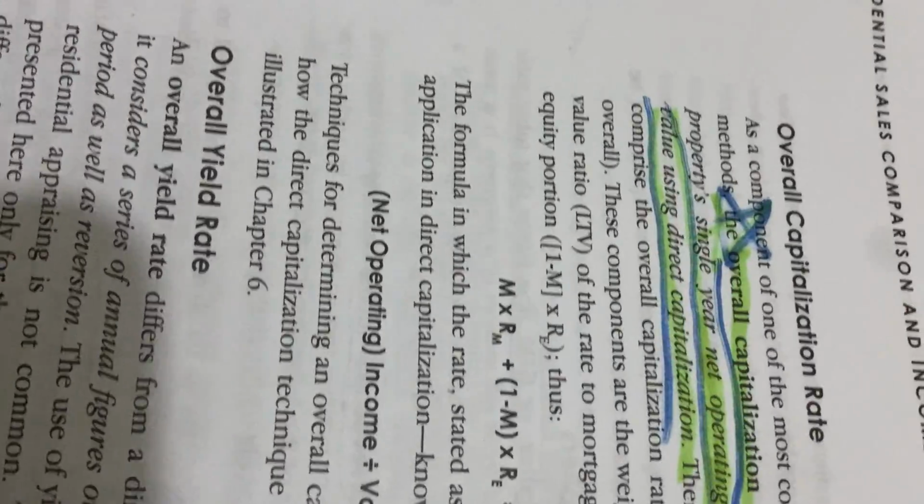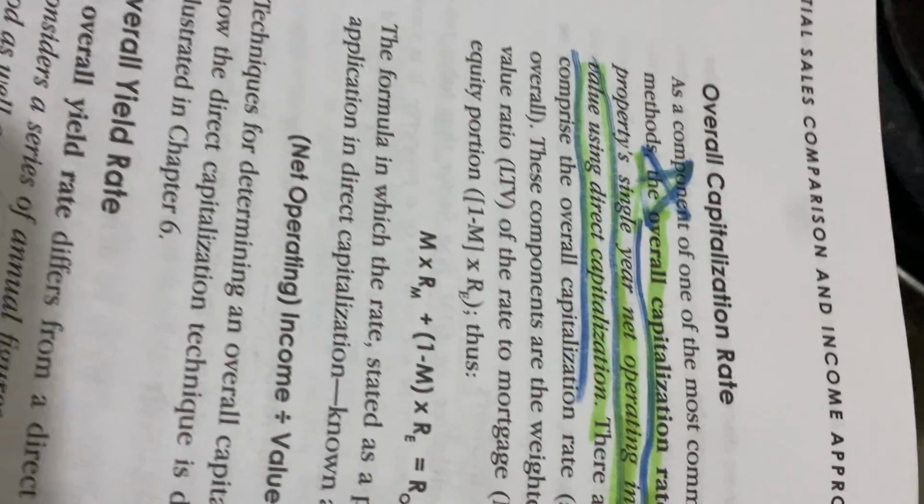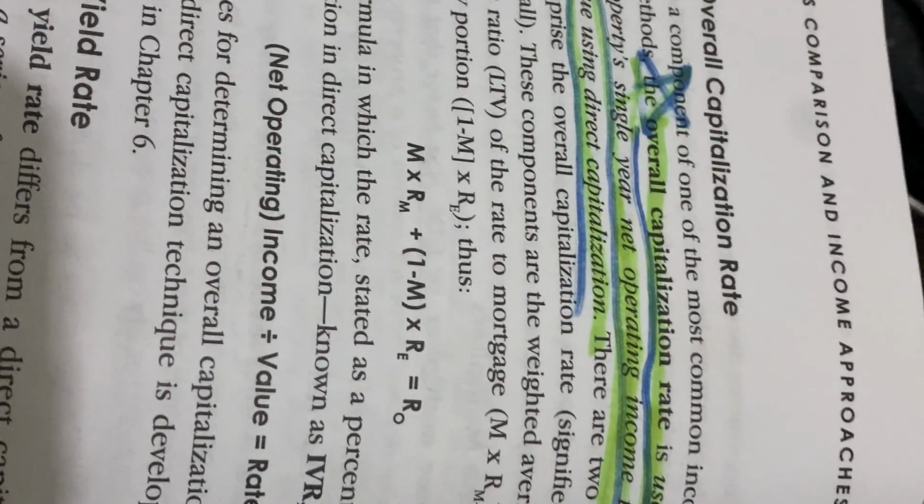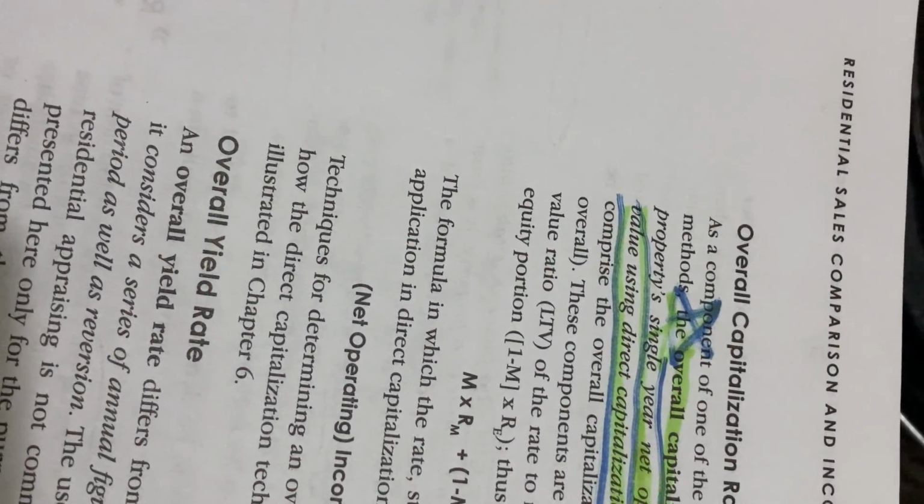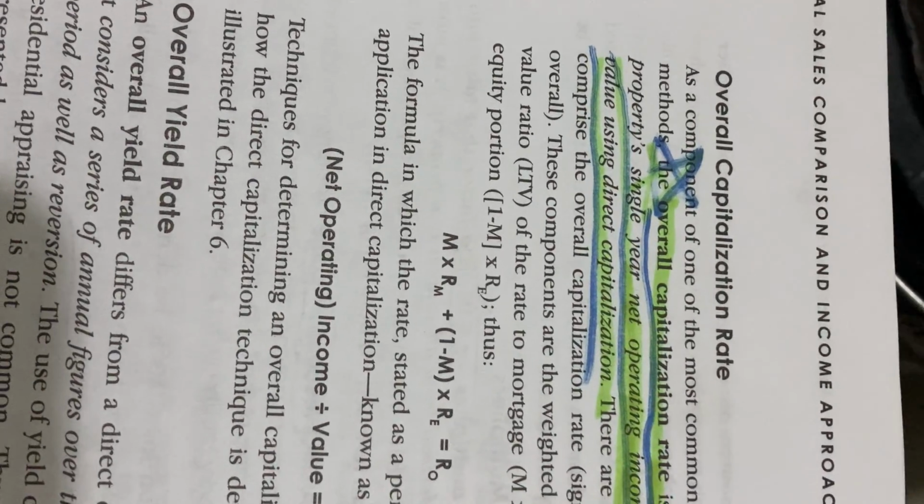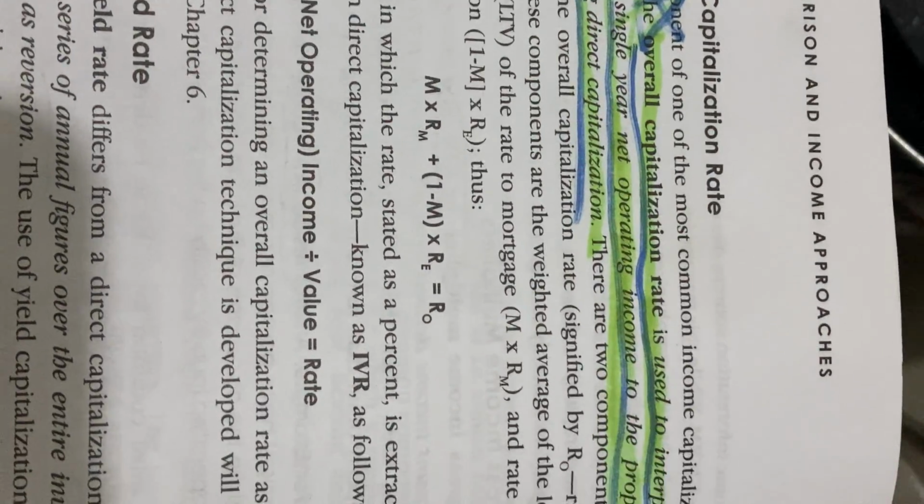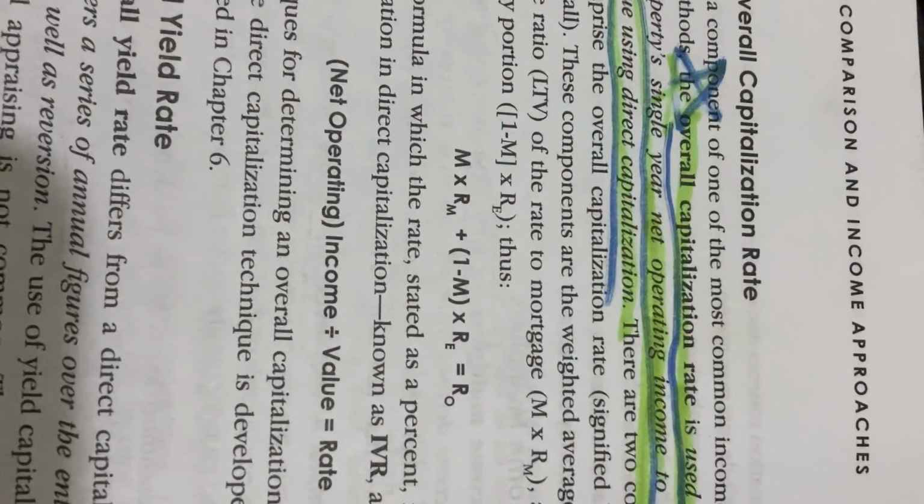Residential sales comparison and income approaches, page 164. Overall capitalization rate. As a component of one of the most common income capitalization methods, the overall capitalization rate is used to interpret a property's single year net operating income to the property's value using direct capitalization.